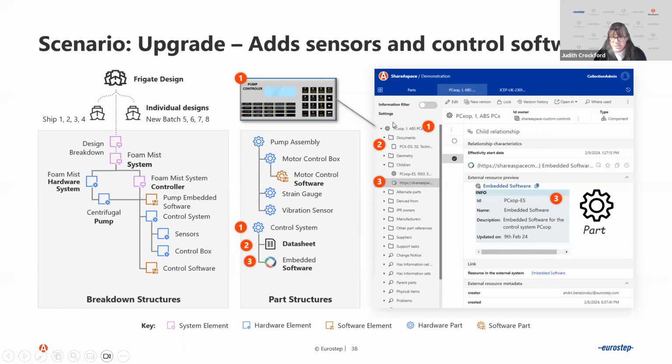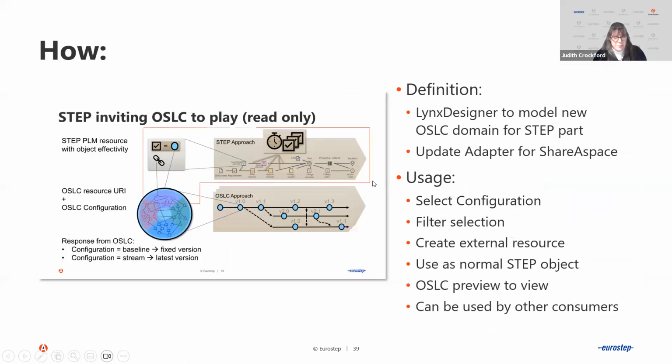But the interesting thing here is I'm actually looking at a child relationship between this part and the software. And again, here's my effectivity. So you can see that in early February, I added this child relationship to the assembly. Okay. So how do we do it? I'm just going to jump out from the demo and explain how we did it.